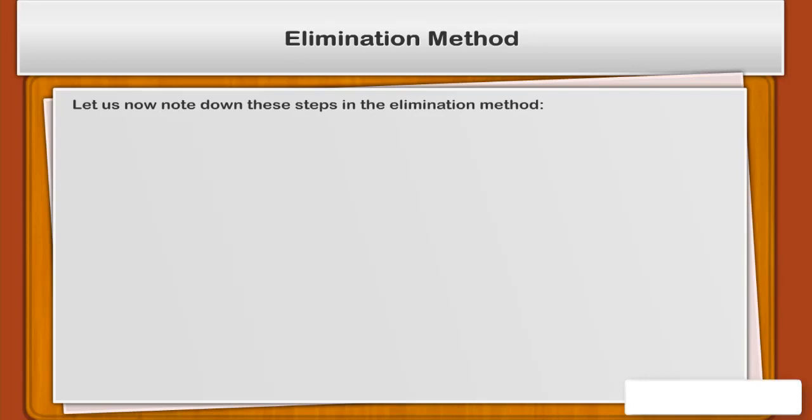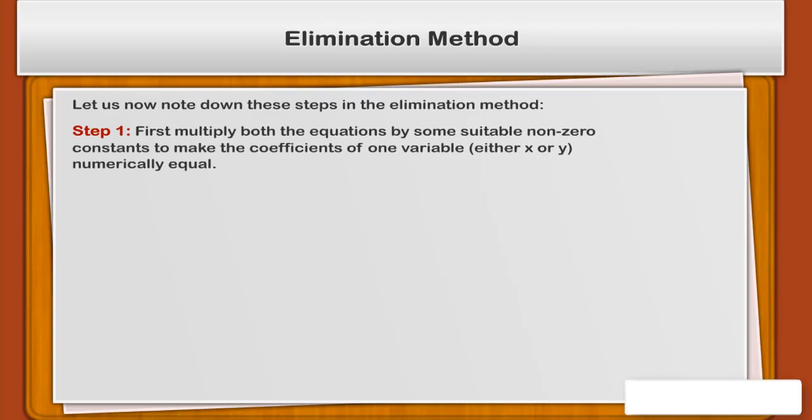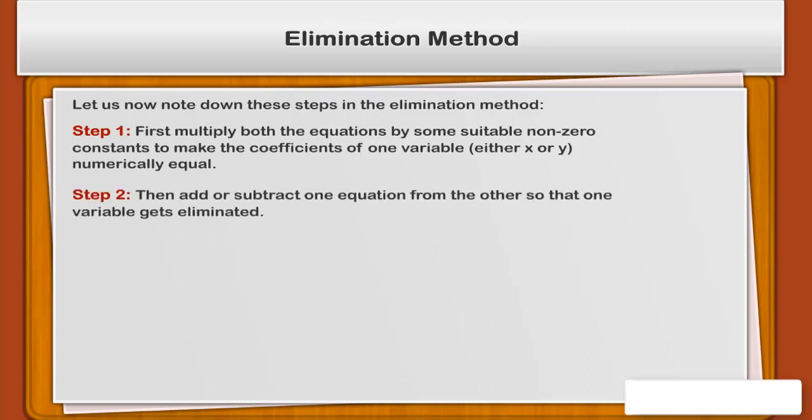Let us now note down these steps in the elimination method. Step 1. First multiply both the equations by some suitable non-zero constants to make the coefficients of one variable, either x or y, numerically equal. Step 2. Then add or subtract one equation from the other so that one variable gets eliminated. If you get an equation in one variable, go to step 3.